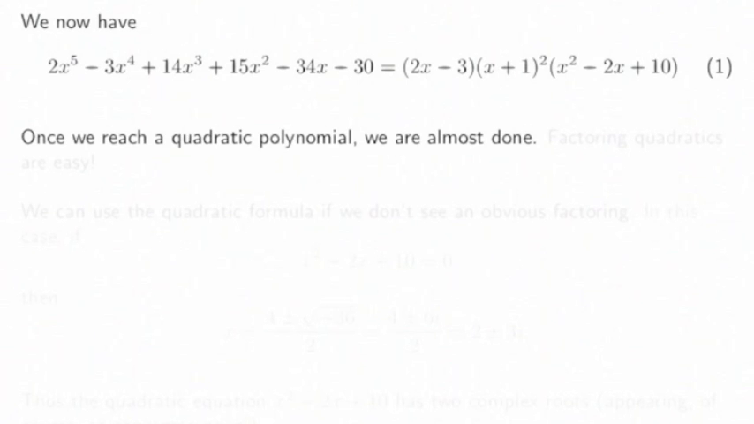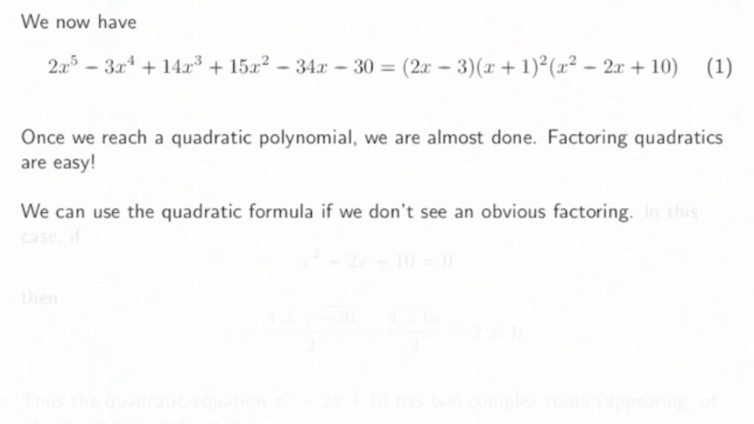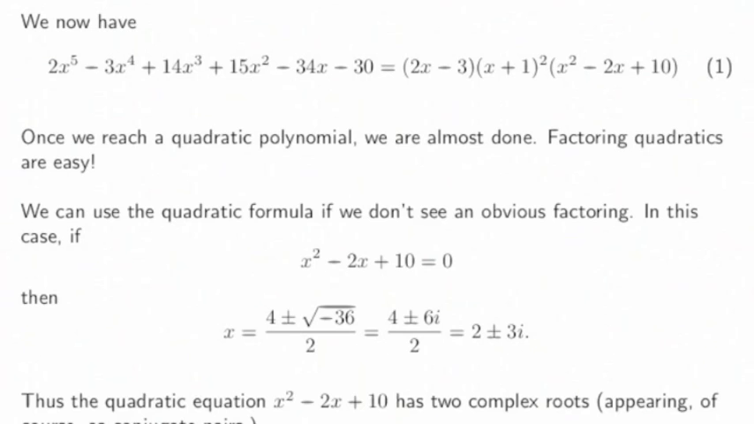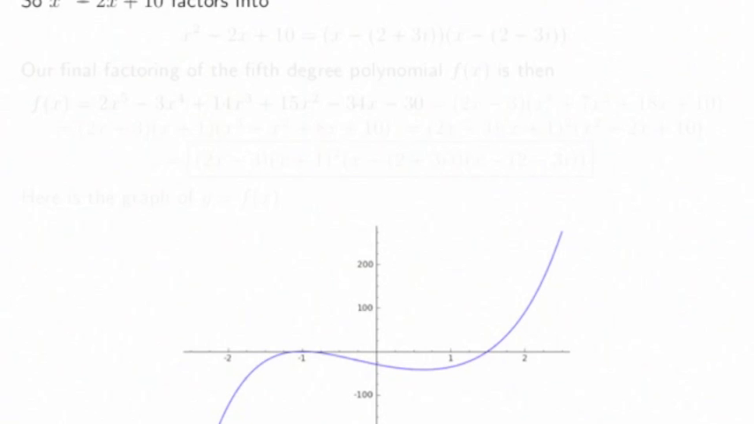Once we reach a quadratic polynomial, we're almost done. Factoring quadratics, remember, is easy. If I use the quadratic formula, then I ask, where is x squared minus 2x plus 10 equal to 0? There's my answer. It's when x is 2 plus 3i or 2 minus 3i. So the quadratic equation, x squared minus 2x plus 10, has two complex roots, appearing, of course, as conjugate pairs. So x squared minus 2x plus 10 factors into x minus one of those roots, 2 plus 3i, times x minus the other root, 2 minus 3i.